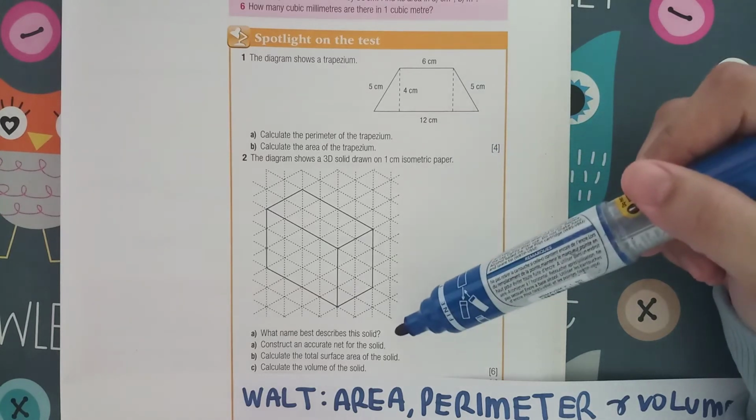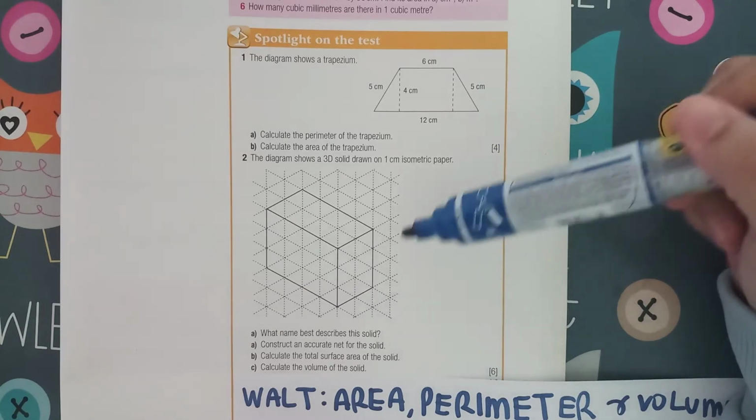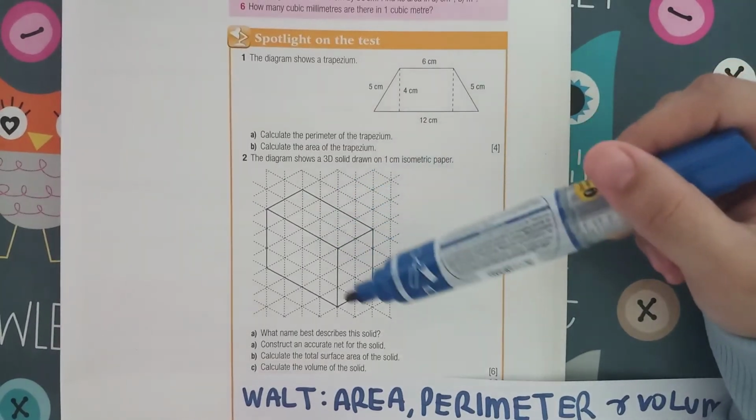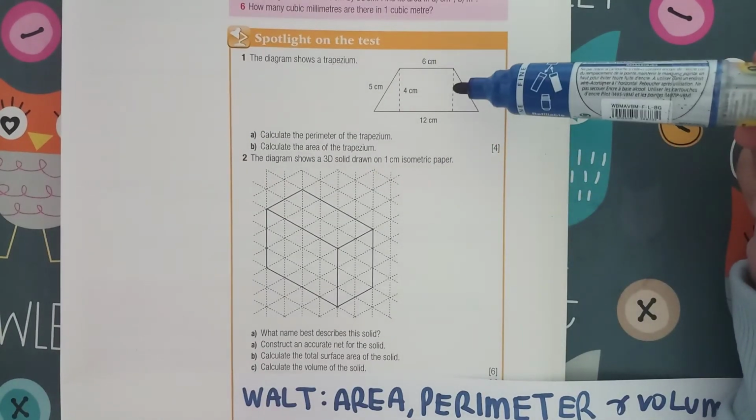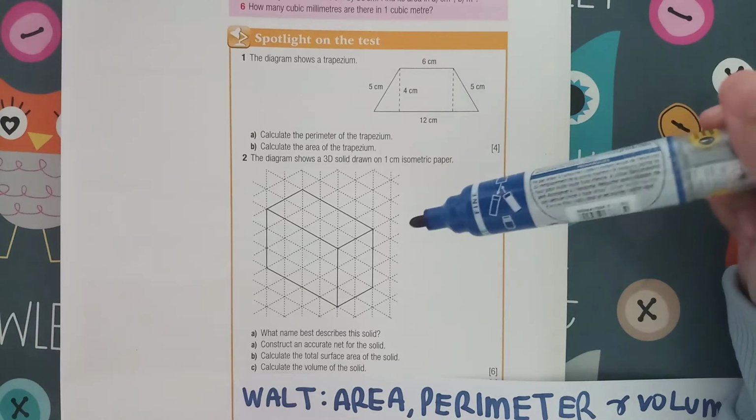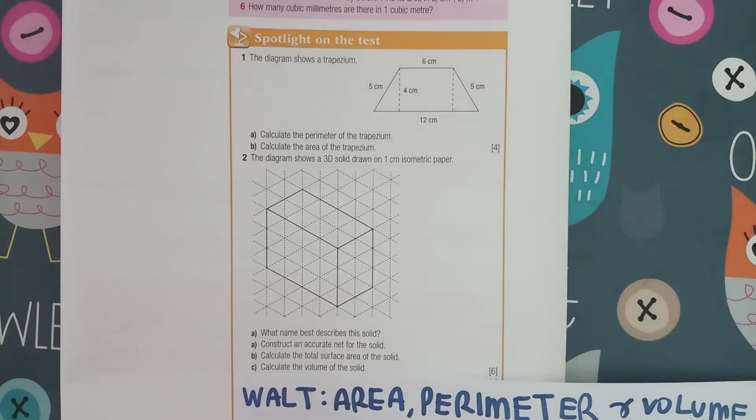Okay, and then straight away you do question A. Don't have to copy the diagram. Okay, you can skip this step. But for question 1, I want you to copy the diagram. Question 2, no need. Okay, so I'm going to give you a hint on how to solve question 2.